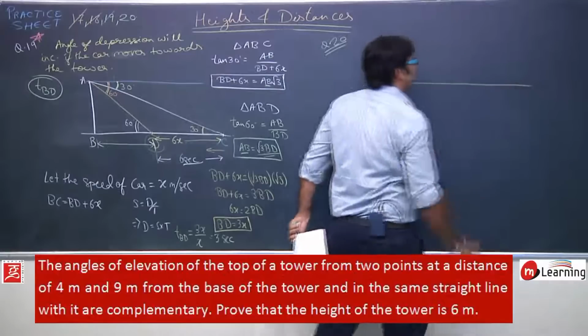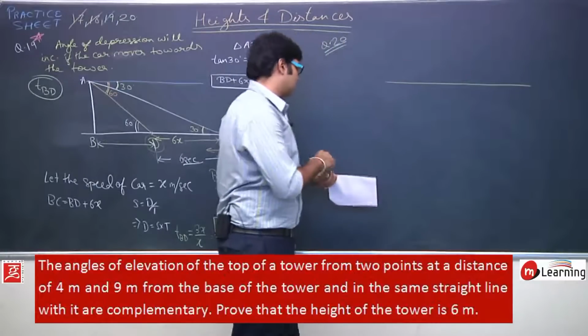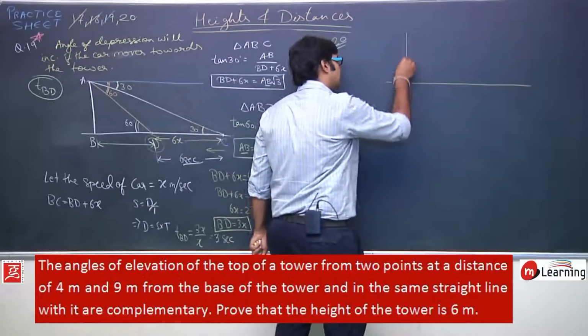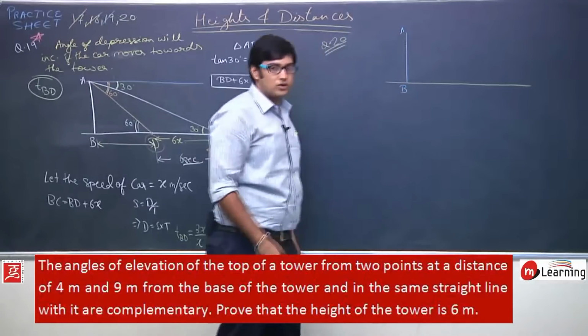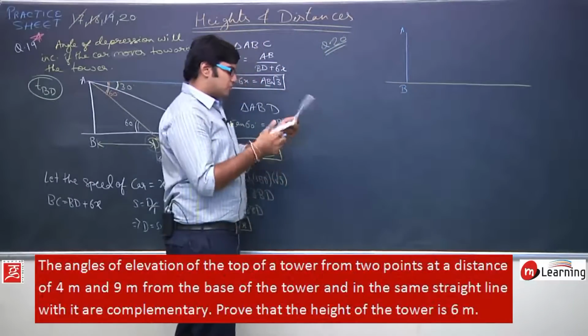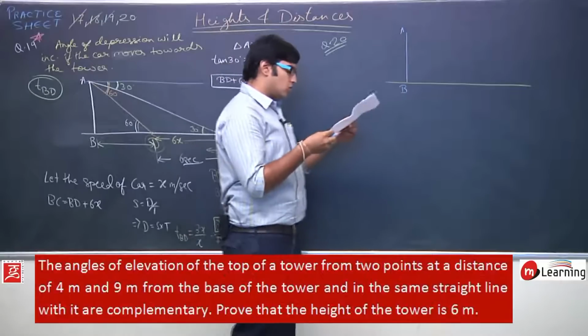This is the ground level or the base. This is the tower. Let us say this is point A, this is point B. So the foot of the tower is point B. From this point B, there are 2 points.